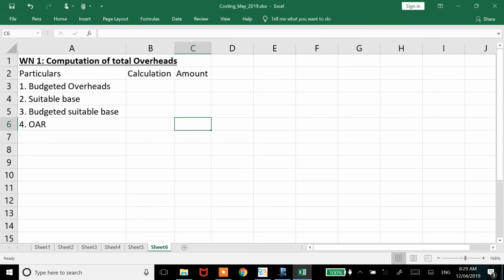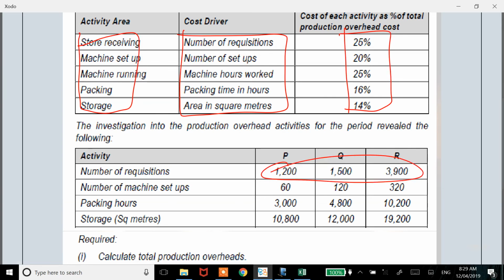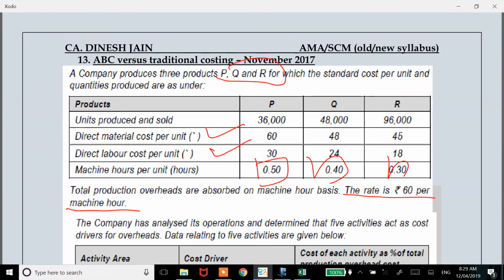What's the OAR given in the question? 60. What was the base? What was the suitable base in this question? Machine hours. The suitable base is machine hours. Now I want budgeted machine hours. That is, budgeted machine hours is going to be 36,000 into 0.5 plus 48,000 into 0.4.